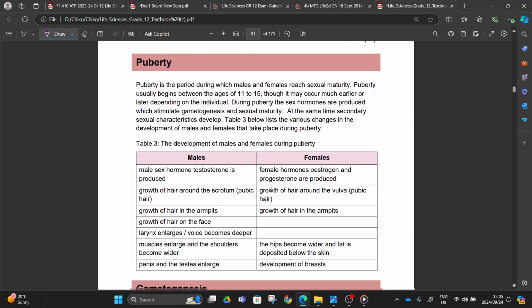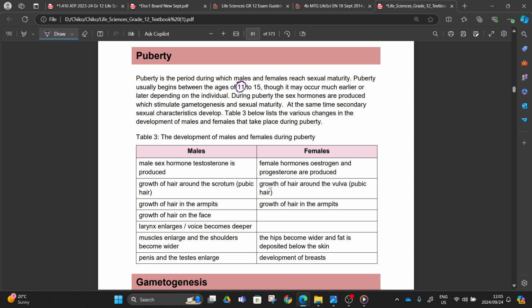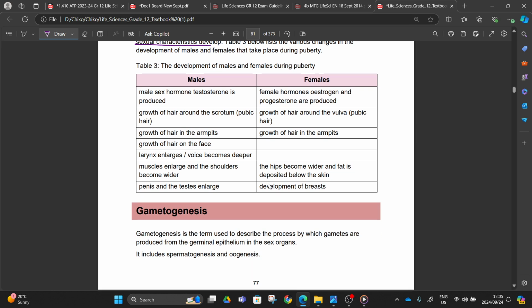And then we have puberty there, at the age of 11 to 15. You know that we start to develop our secondary sexual characteristics there. And then we see that we have hormones that are produced, and then that stimulate gametogenesis, and then that stimulate our sexual maturity. At the end of the day, we are going to be sexually matured.